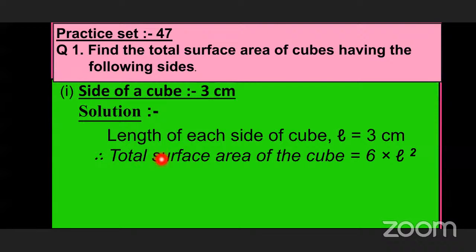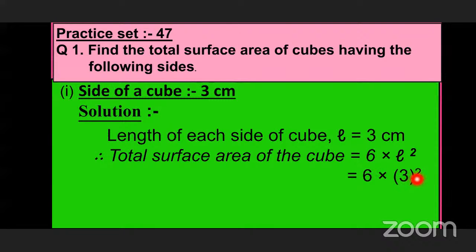So the formula is total surface area of the cube is 6 side square. L is nothing but side. And as the side is given 3, so we will write 6 times 3 square. We are just substituting the values which are given in the question in the formula. We are writing 3 in the place of L. So 6 times 3 square.